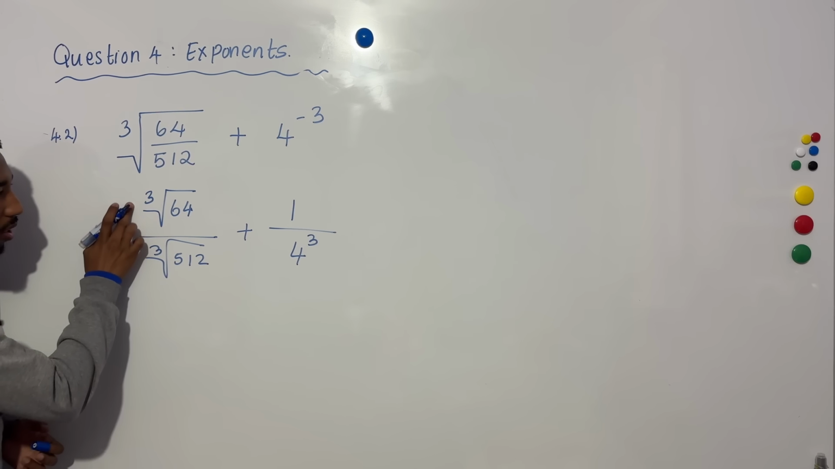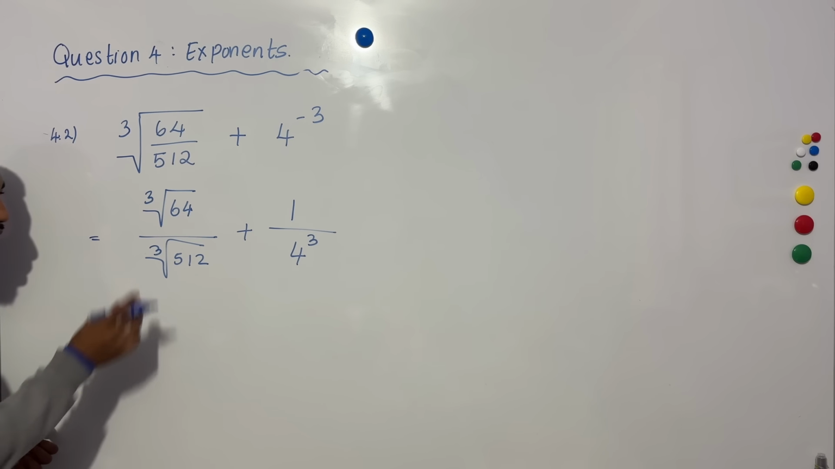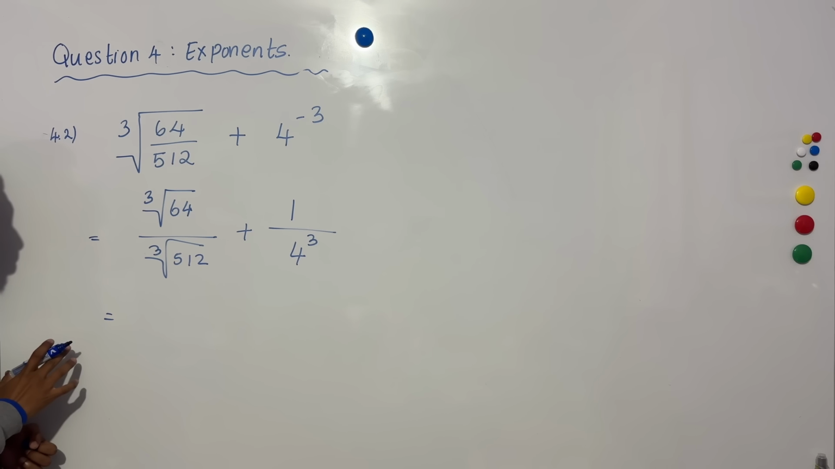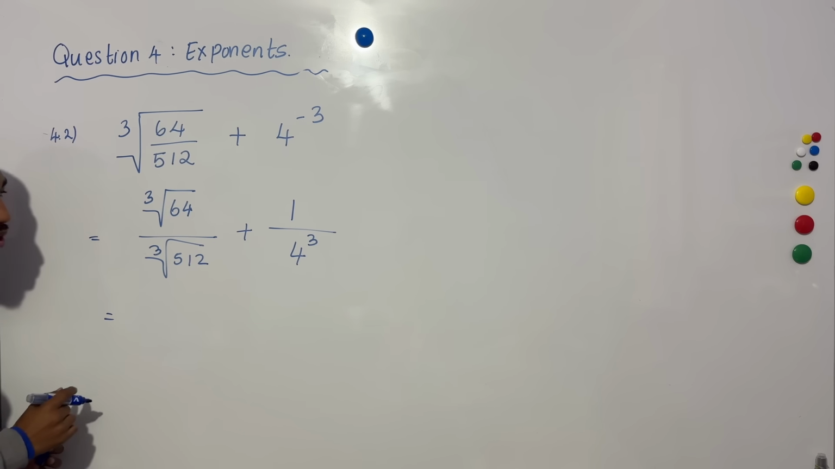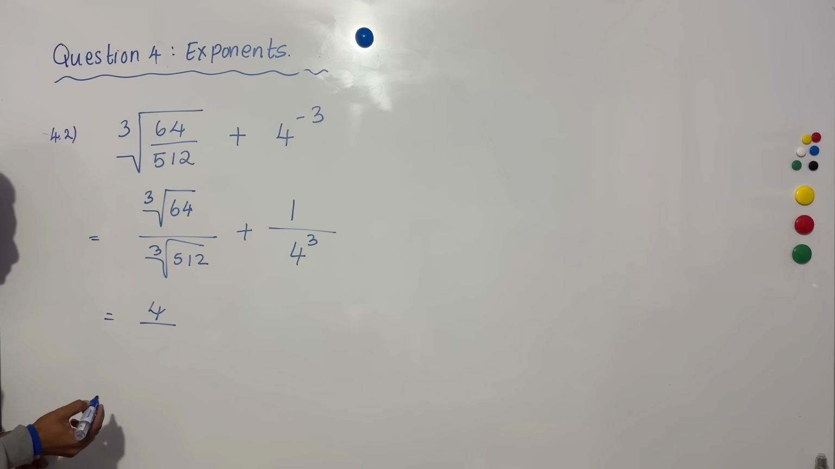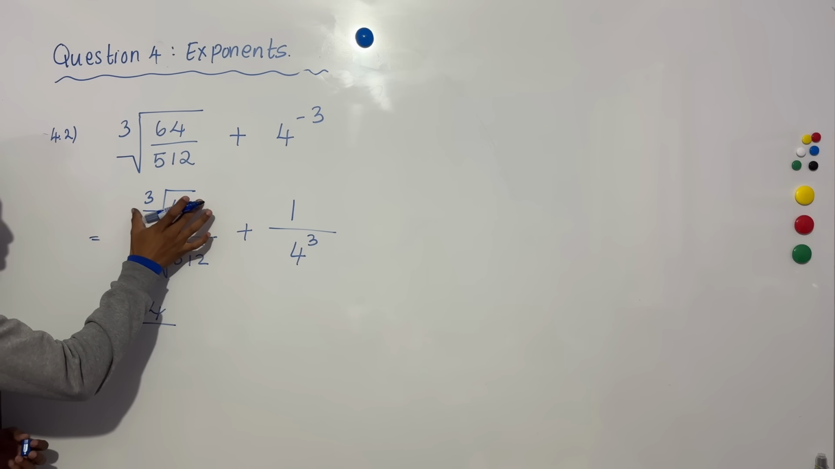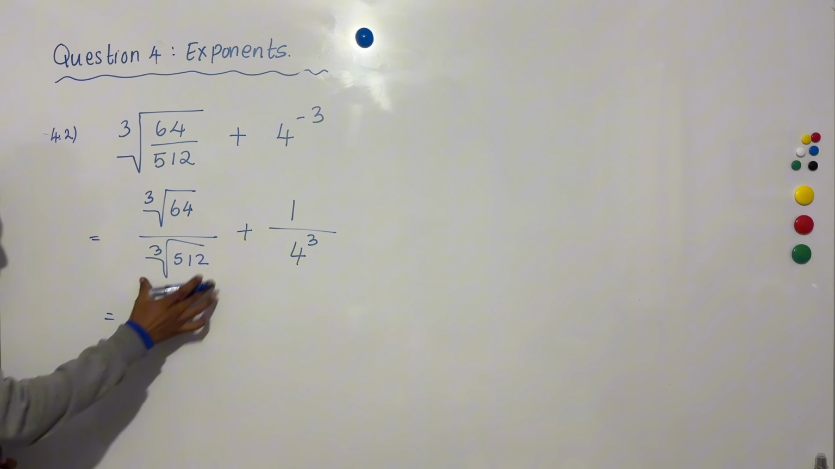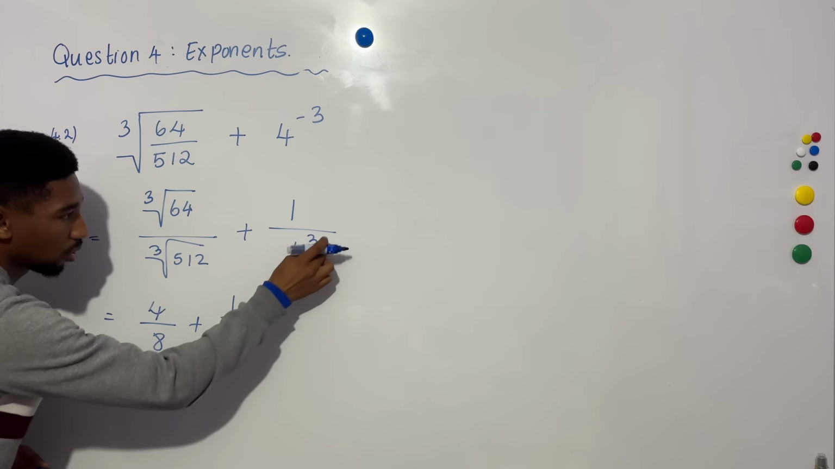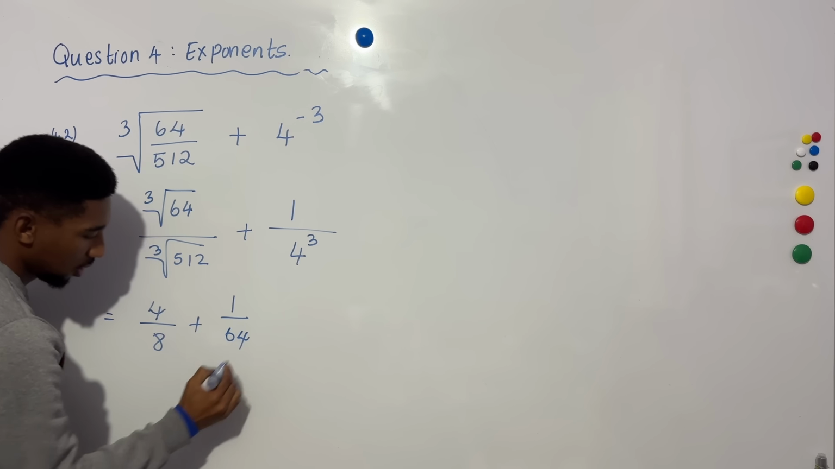So the cube root of 64, you can put that into your calculator and this into your calculator separately. You can work it out separately while showing all your calculations. The cube root of 64, you should know that to be 4. If you don't, just put it into your calculator. You won't lose any marks, but don't put the entire thing, just this one. Same here, 512. It's 8. Then plus 1 over 4 to the power of 3 is 4 times 4 times 4, which is 64.